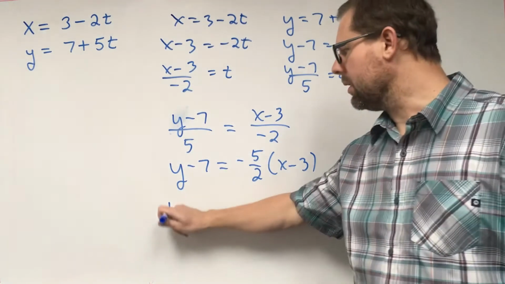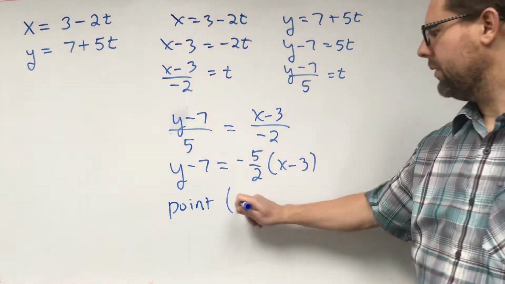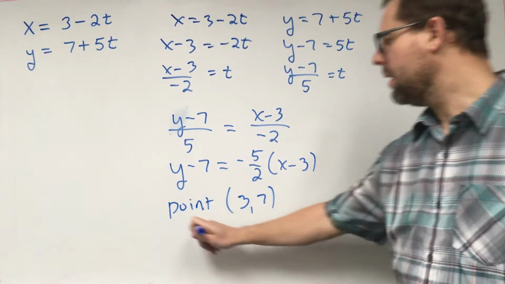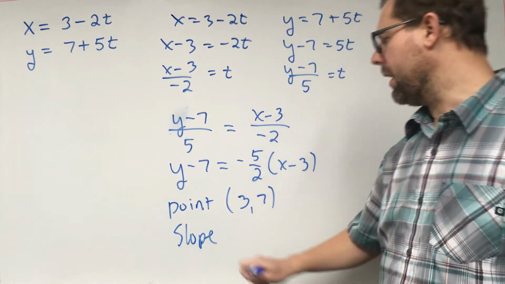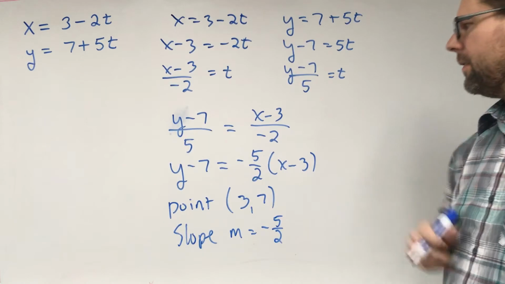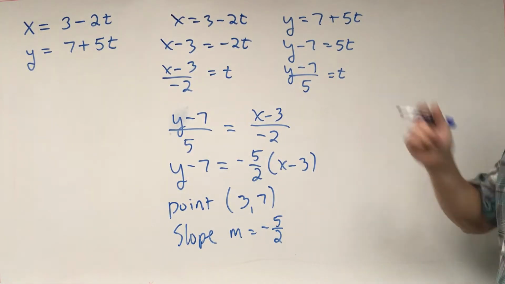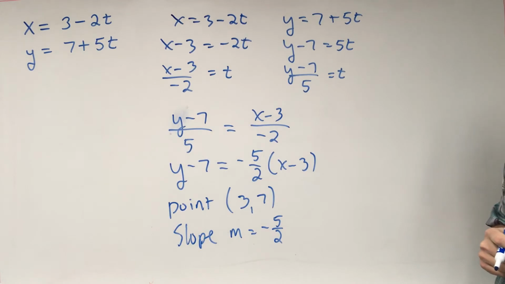And a point on the line is given by 3, 7, and the slope of the line is -5/2. And so in this way I can see that these pair of parametric equations actually describe a line. Let's see if we can generalize what's happening here.